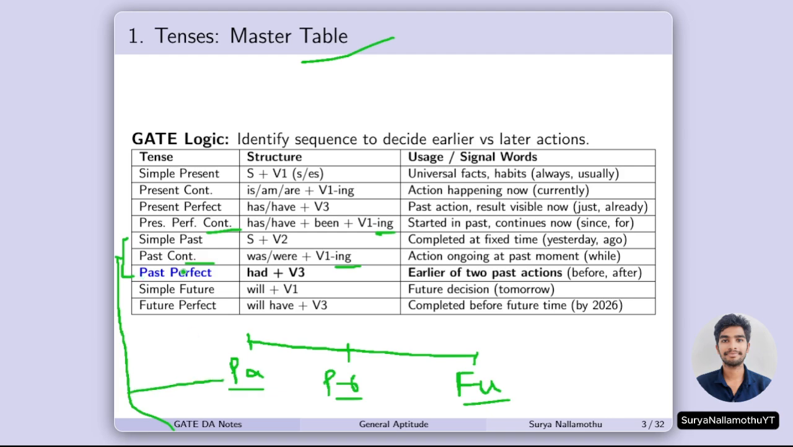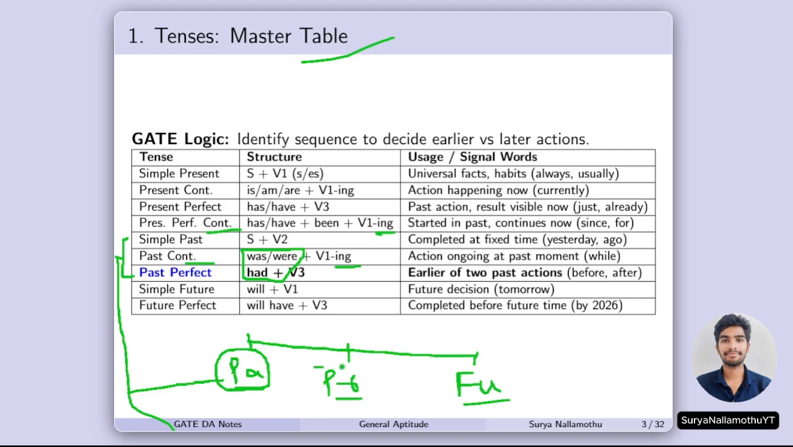For the past we observe subject plus V2. For the past, was, were and had are used. For the past you need to remember these points: was, were and had are used in the past.